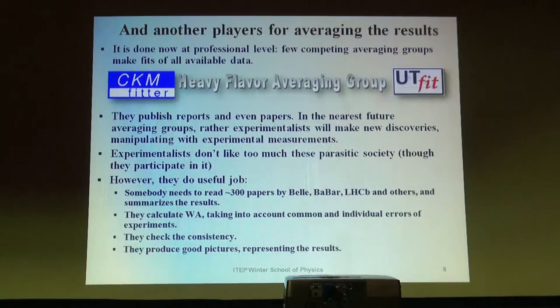And another player in the experimental part is the averaging groups, because we have a lot of data, we have a lot of analyses, and we need to somehow average them. And it's now done by special professional groups. These ones compete, trying to find something new, just manipulating experimental data. And usually we don't like them too much, because they just use our data, and finally they sometimes come to the conclusion that they find new physics, rather than the experimentalists who made the analysis.